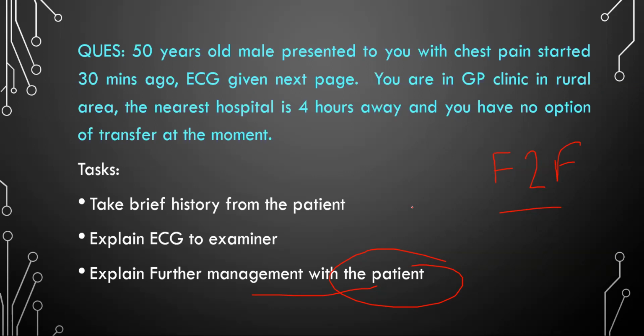So in this case, it's obviously in the ECG, we already know that this patient has got a ST elevated AMI. So the first thing that you do is to take the patient to the resuscitation cubicle. So start in that way.